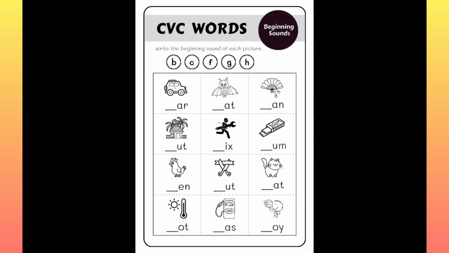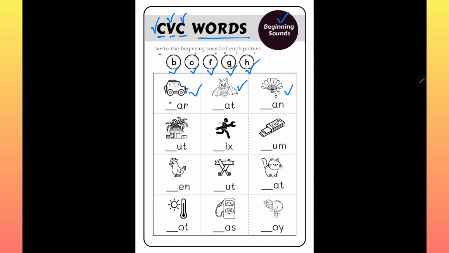Now, CVC words. So, here it's written CVC. CVC means consonant, vowel, consonant words. And beginning sounds. Write the beginning sound of each picture. So, here are the consonants given. V, C, F, G and H. These are the consonants and these are the objects or the words. The first letter is missing.